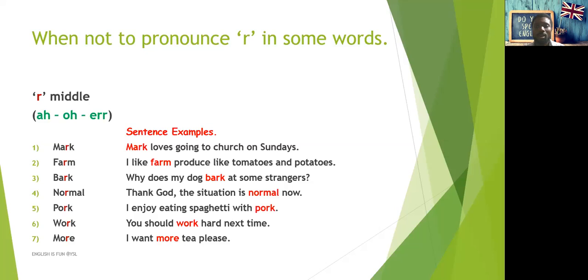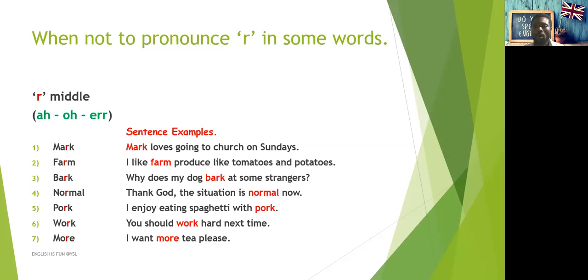You're not gonna say normal. No, you're not gonna say normal. Normal is not gonna be correct in this form, okay? So you are basically going to say normal. So you're gonna say normal, you're not gonna say normal. No, that's not correct. Oh, thank God, the situation is normal now. The situation is normal now, right?